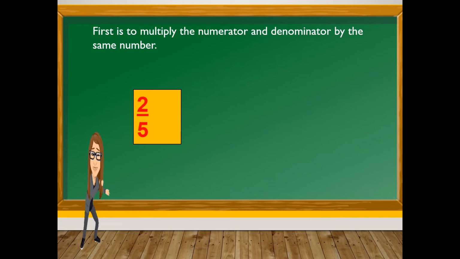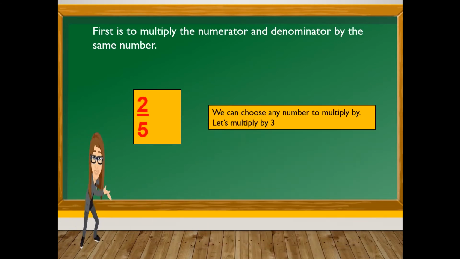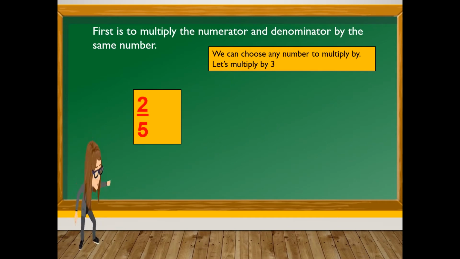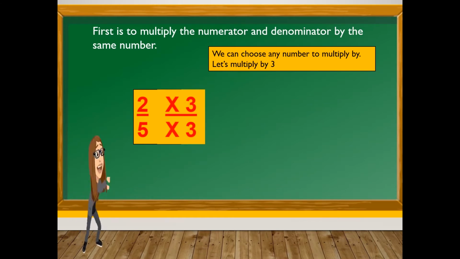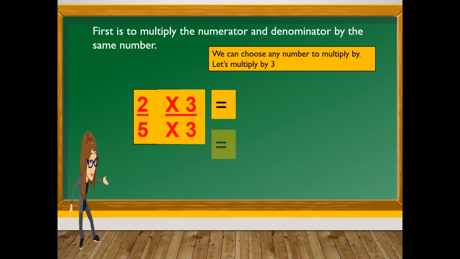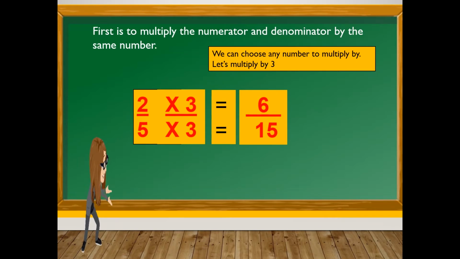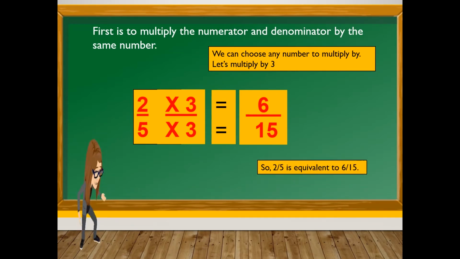So we have 2/5. We can choose any number to multiply. Let's multiply by 3. So 2 times 3 is 6, and 5 times 3 is 15. So 2/5 is equivalent to 6/15.